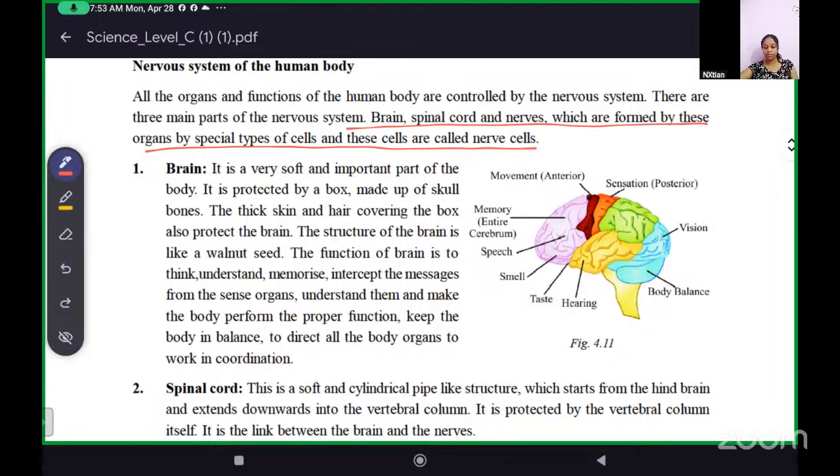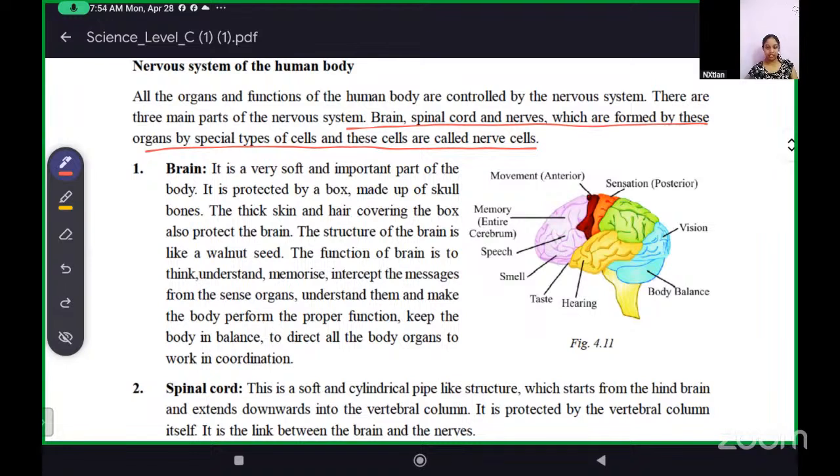The structure of the brain is like a walnut seed. If you've seen a walnut seed, you can see the rugged area of it. Our brain is also quite similar to it. The function of the brain is to think, understand, memorize, intercept the messages from the sense organs, and understand them to make the body perform the proper function, keep the body in balance, and to direct all the body organs to work in coordination.